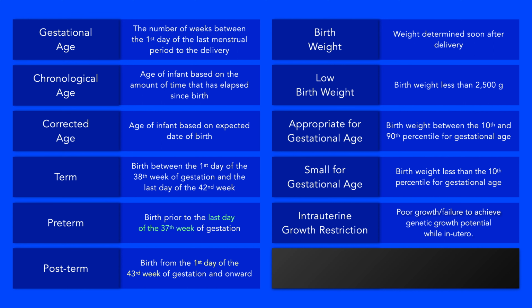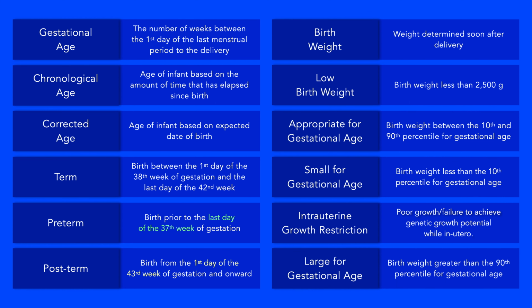Conversely, newborns with a low birth weight can be small for gestational age, but not necessarily intrauterine growth restricted if features of malnutrition are absent. Large for gestational age refers to birth weights that are greater than the 90th percentile for gestational age.